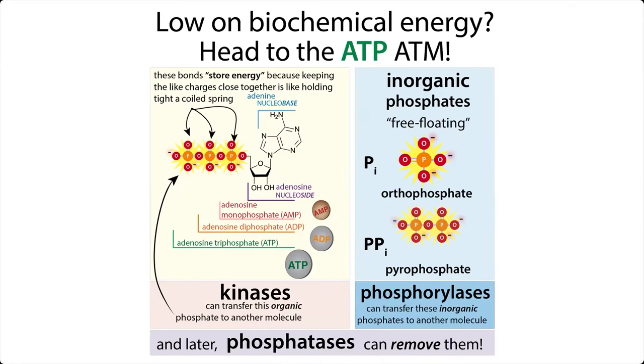A couple other terms that you'll want to know are orthophosphate. This is going to be a form of inorganic or kind of free-floating phosphate group, as opposed to an organic phosphate group where we actually have it on an organic molecule. This orthophosphate is just a single phosphate group, so a phosphorus surrounded by 4 oxygens. You'll typically see it with this Pi symbol. And then pyrophosphate is where you have 2 of these phosphate groups, so you've got this PPi.